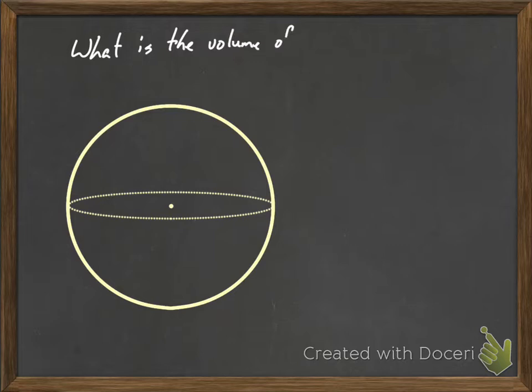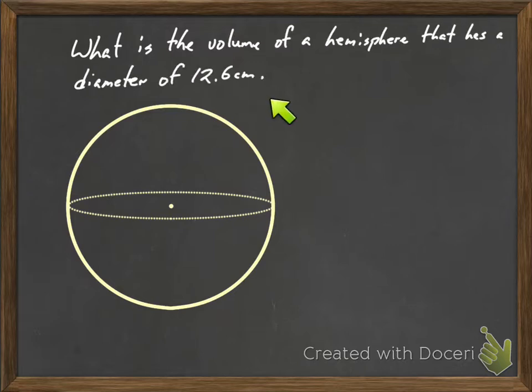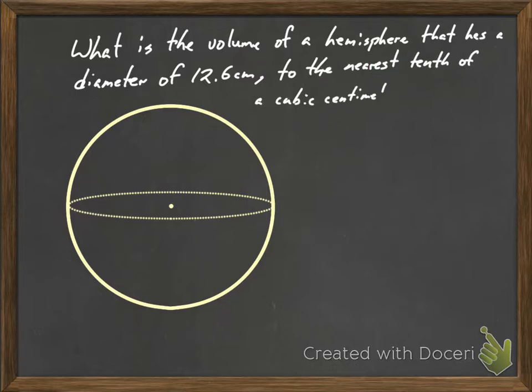Let's take a look at this problem. What is the volume of a hemisphere that has a diameter of 12.6 centimeters to the nearest tenth of a cubic centimeter? All right, well, first of all, what is the volume of a sphere?